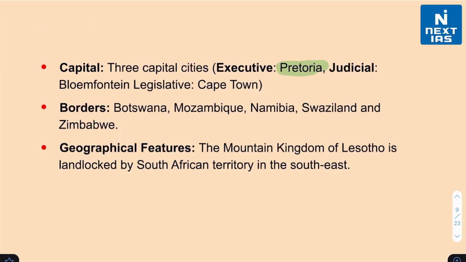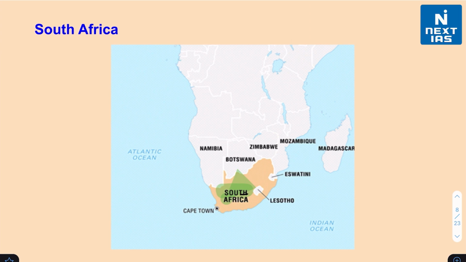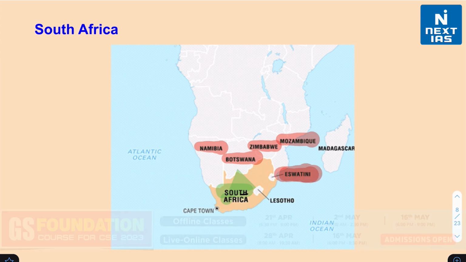We have Pretoria, that is for executive purposes. We have Bloemfontein, that is for judicial purposes. And then there is Cape Town, that is specifically for legislative purposes. So, in South Africa, we have three capitals. Now, if we talk about the countries bordering South Africa, we have Botswana, Namibia, Zimbabwe, Mozambique, and then we have Swaziland. Swaziland is a country which has given itself a new name, that is Eswatini.